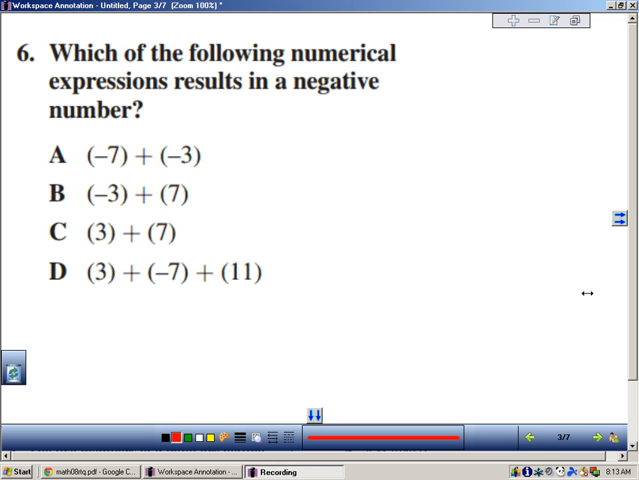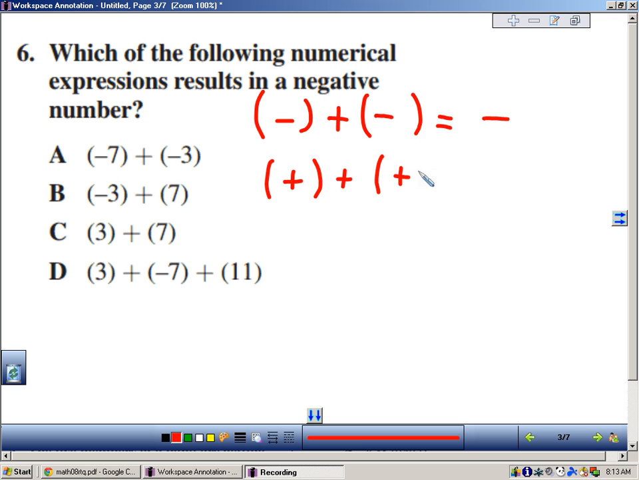Number 6, which of the following numerical expressions results in a negative number? So here are the rules for adding integers. When you add numbers that have the same sign, you keep the sign. So here's an example. If I have a negative number plus another negative number, the answer is going to be negative. Again, this is not a negative multiplied by a negative. This is negative plus a negative. You end up with a negative answer. If you have a positive number and you're adding another positive number, your answer stays positive.